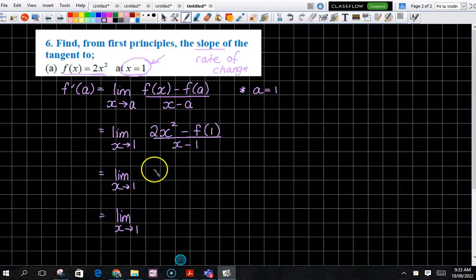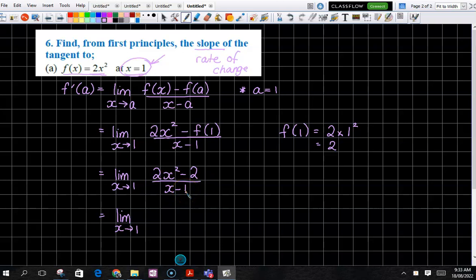So next bit, good question though, we've got 2x squared minus, what is f of 1? How do we find that? You will put 1 back into your function. So I don't think you would have to write this down, but I'm just writing it in case people can't follow. So it's 2 times 1 squared, which all day, every day is 2.